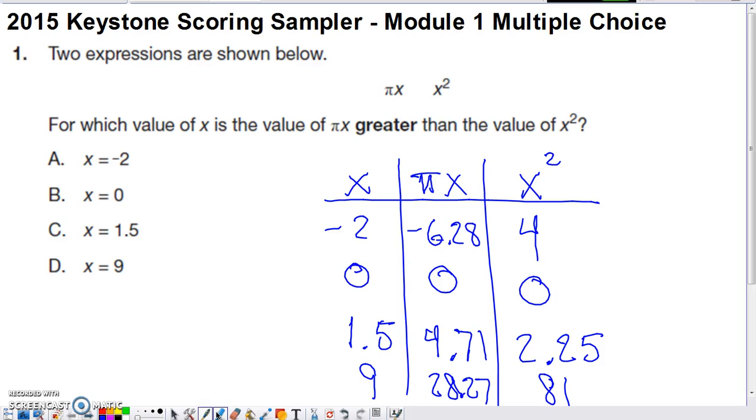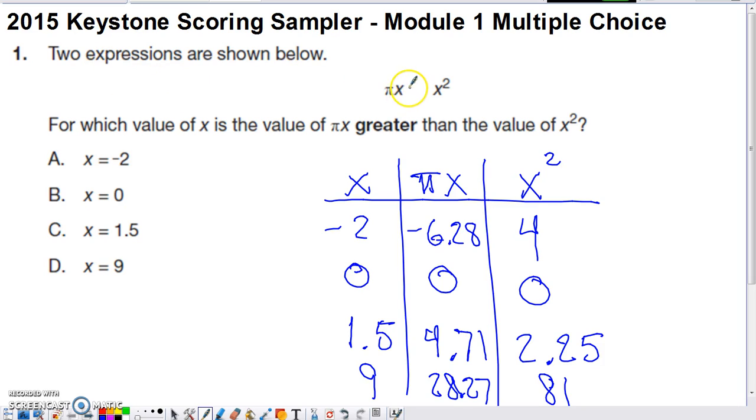So the problems we're going to talk about here are 5 of the released multiple choice questions from the 2015 Keystone scoring sampler. So these problems appeared on the 2014 Keystone test, and now they've been released for us to look at them and practice them to get ready for what we're going to do in a few months. So first question here, we've got these two expressions, right?